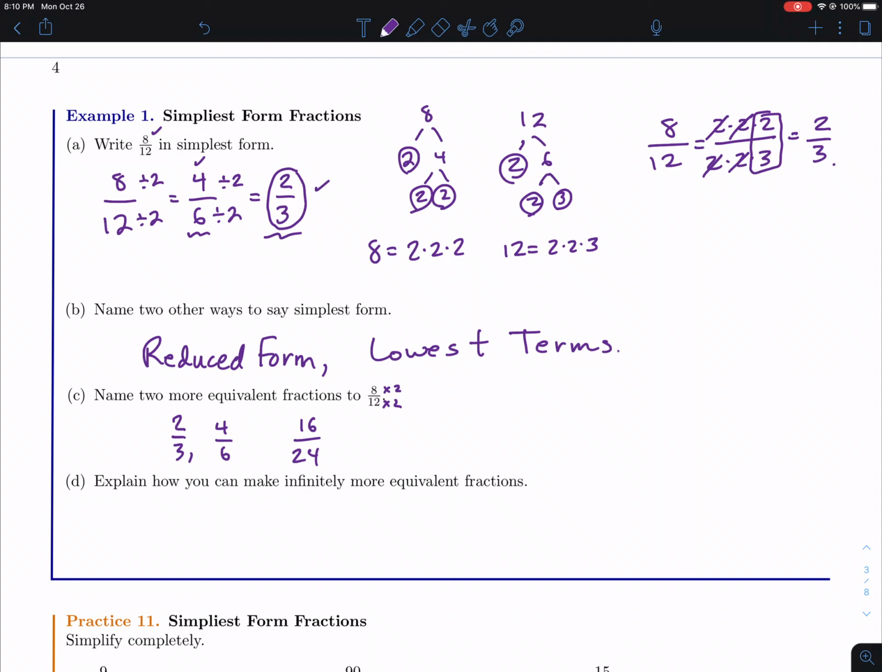The bottom one just says, explain how you can make infinitely many more equivalent fractions. And that's the thing with equivalent fractions: it never ends. There's a ton, more and more and more of them. The way you can make infinitely many equivalent fractions is what I did here. Take 8/12 and imagine multiplying the top and the bottom by some random n, where n can be our counting numbers, for example.